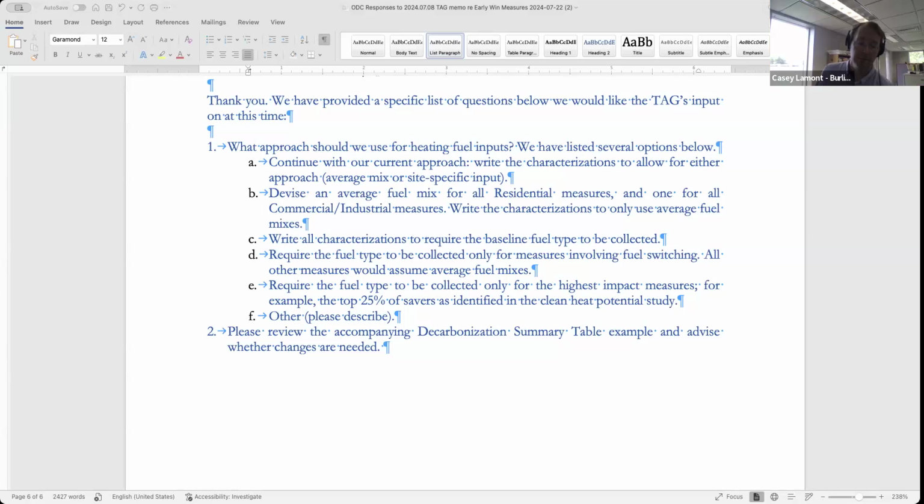Anybody else have a preference? Yeah, again, same, leaning towards A, especially because it seems like if you write it that way, then if we make the decision to go one way or the other at the last minute or whatever, you have both of them available and ready to go.